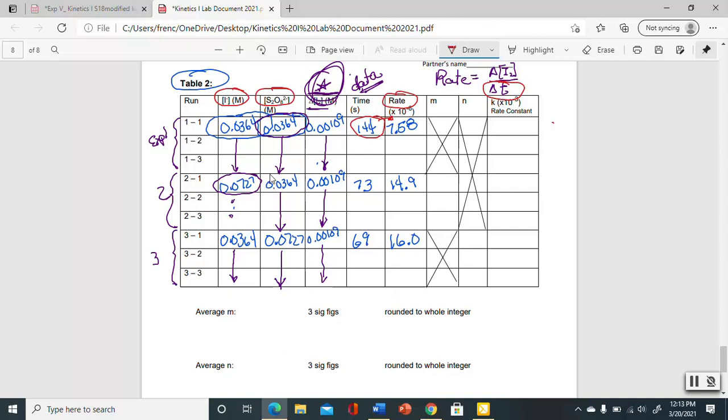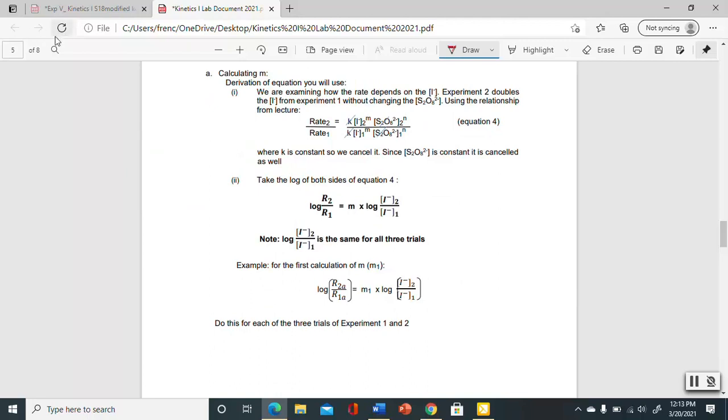So we're going to go back. This is going to happen 3 times, okay? Because you have 3 runs for each experiment, so each experiment has 3 trials or 3 runs. So you're going to be doing this calculation 3 times. So your rate from experiment 2, divided by your rate from experiment 1. Plug in experiment 2's concentrations and rate. And then we're going to compare it to, or divide it by, experiment 1's rate and concentrations.